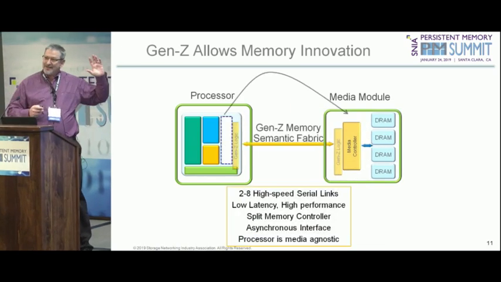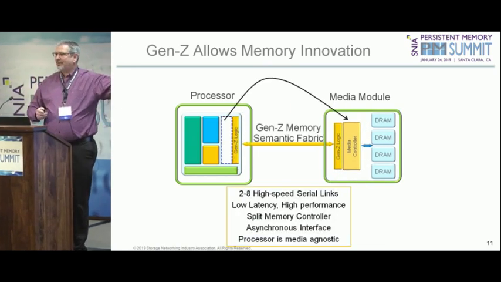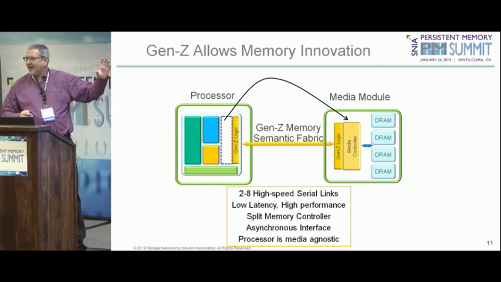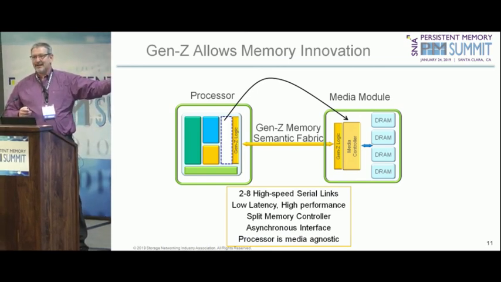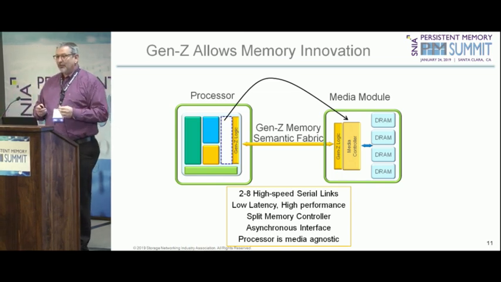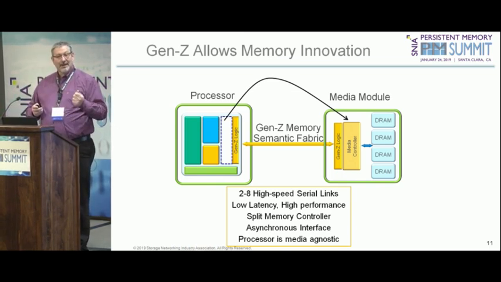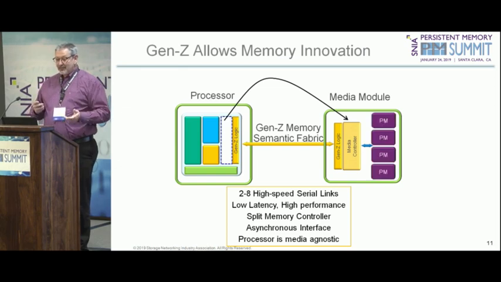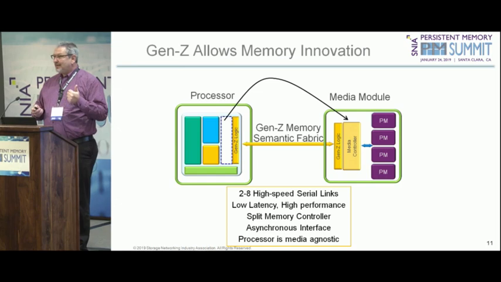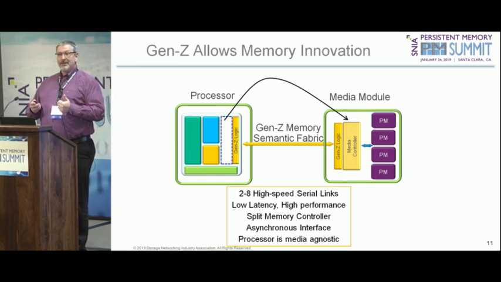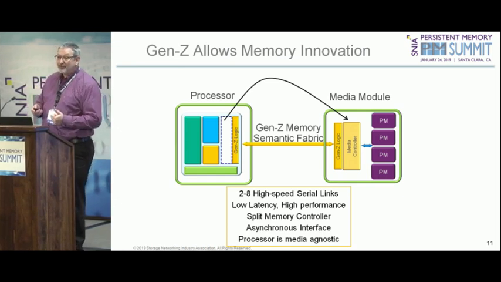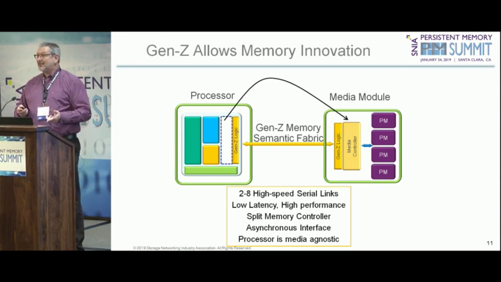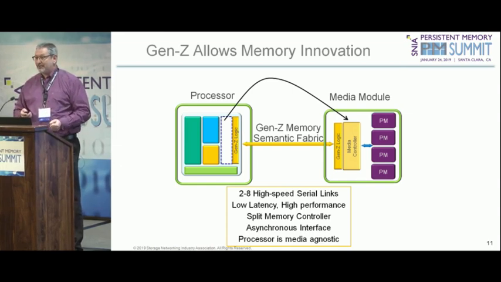Gen Z says, no, take the memory controller and put it where it belongs, put it right next to the memory. And then use Gen Z as that link to get between the processor and the memory, so that it's very simple for you to change the memory on the outside. And it can be DRAM, or it can be any other type of persistent memory that we need. So if you need a more SRAM-like interface to your memory, it's available. If you need something that's completely unique to you, it's available.